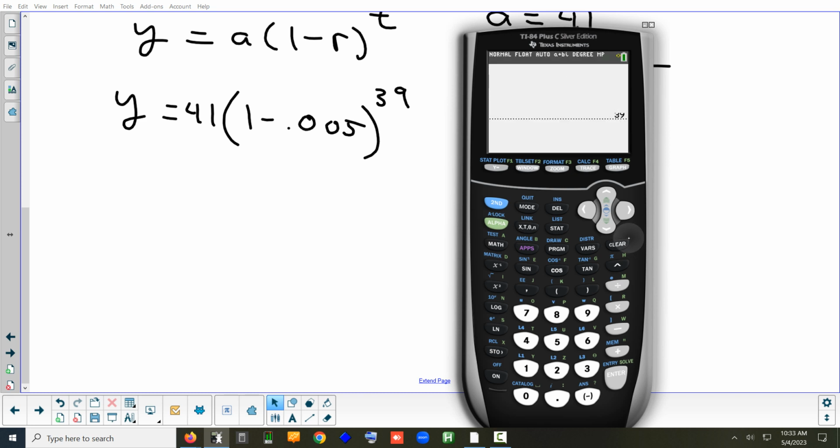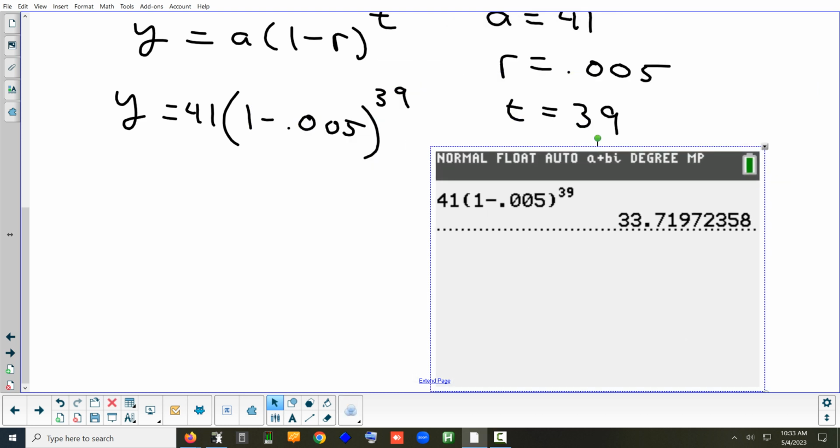Okay, the way you're going to put that in is exactly the same on this calculator as the ones that you guys borrowed. 41, parenthesis, 1 minus 0.005, raised to the 39. Now, this is decay. So should the amount of forest be more, or should the amount of forest be going down? Should be less. Maybe they're cutting down forest to make roads, or to make use for houses and stuff like that. But the amount of forest should be less, and it is.